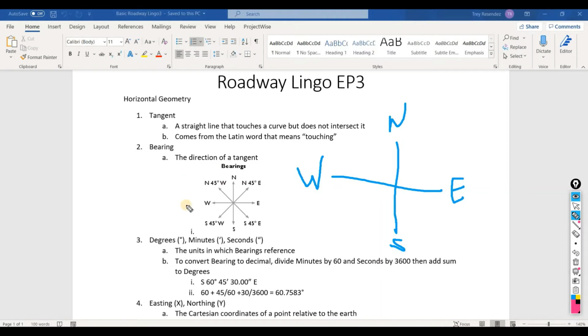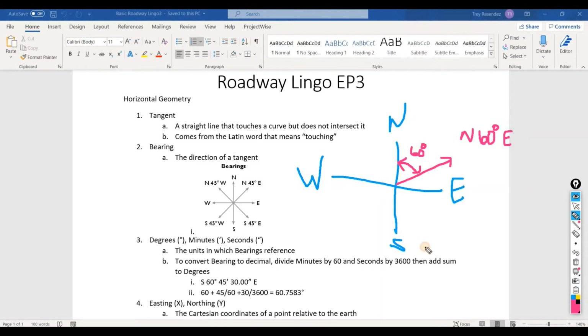So how this bearing works is we're going to measure from the north, and let's say I want my line to be north 60 east. So that means that this angle here is 60 degrees, and that this direction is traveling this way. Or this line is traveling this way.